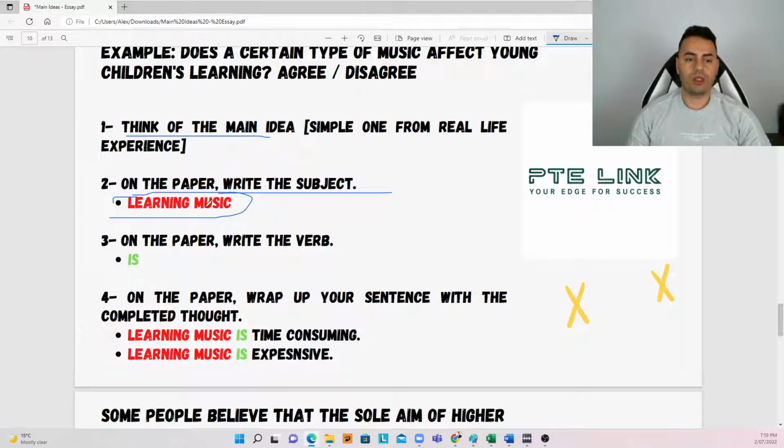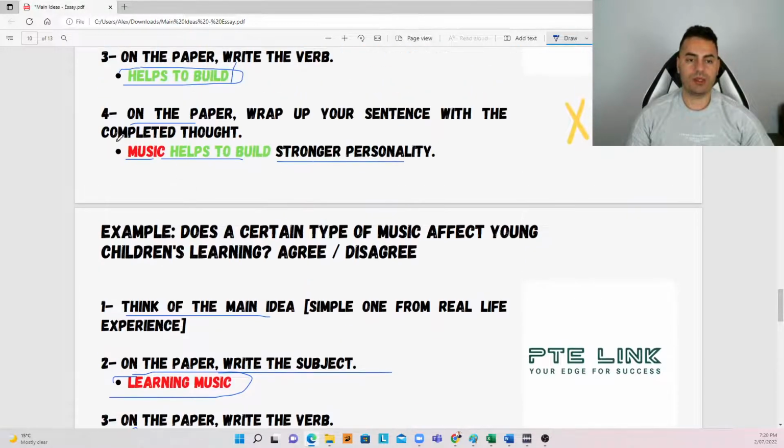So, learning music, then a verb. The verb here is "is." That's my main verb, okay? So now I have the sentence, learning music is what? It's so easy to complete the thought now. I can say, learning music is time consuming, learning music is expensive, and done. And this is how you ended up getting 2 negative main ideas and 1 positive idea.